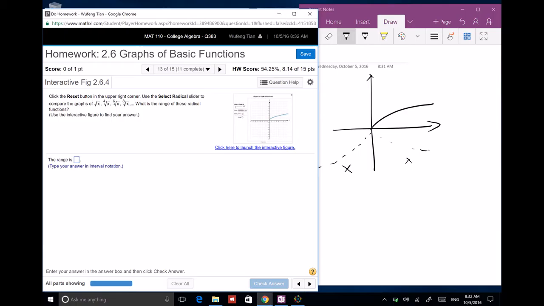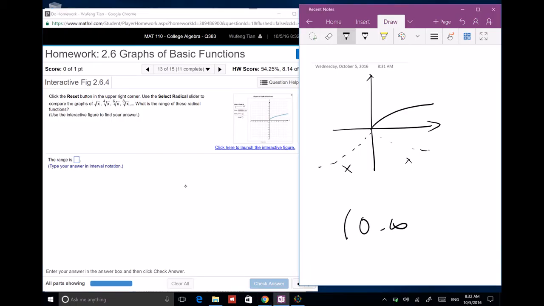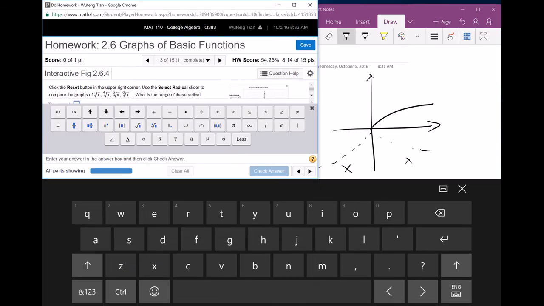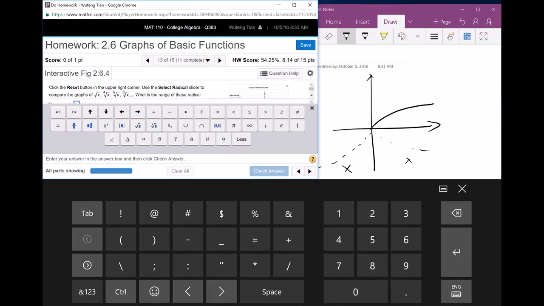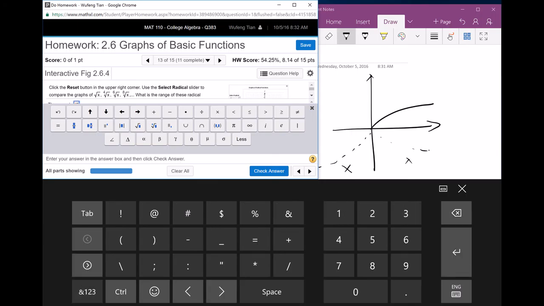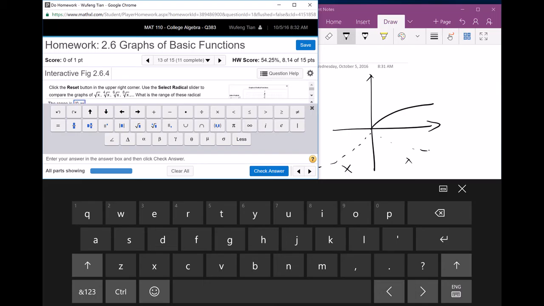Alright, so the second range is 0 to infinity, and it contains 0. The graph of the function you can tell is 0 to infinity. Where is the comma? Zero to infinity.